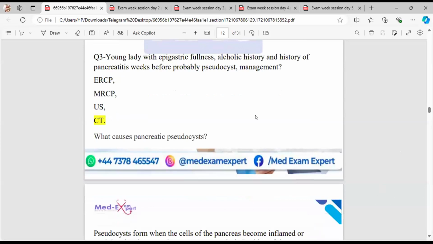Young lady with epigastric fullness, alcoholic history, and history of pancreatitis weeks before, probably pseudocyst, management. So ERCP, MRCP, ultrasound, and CT.